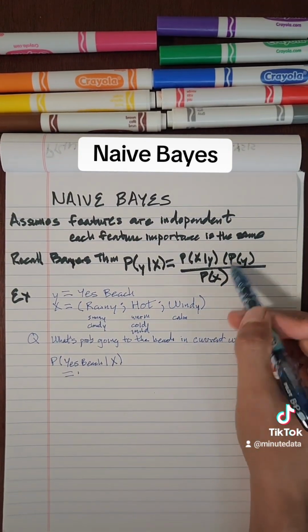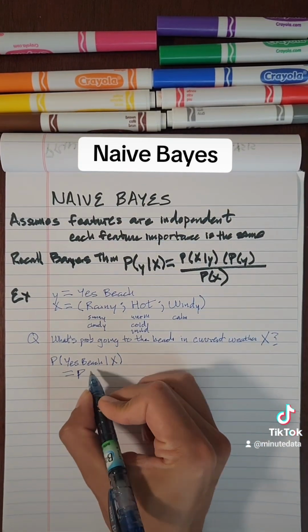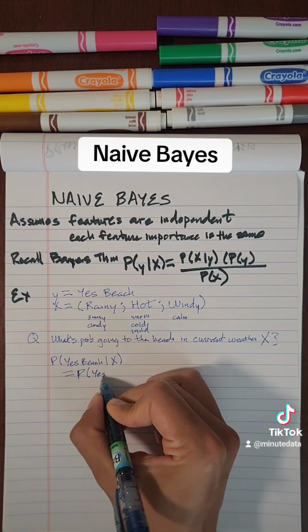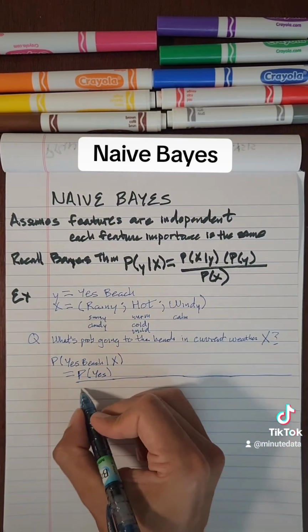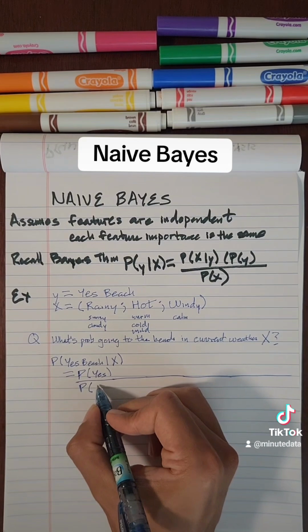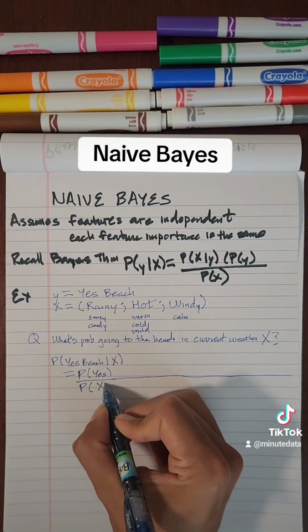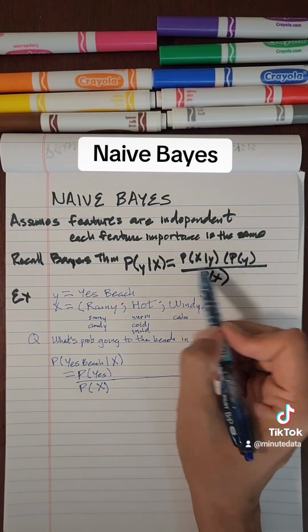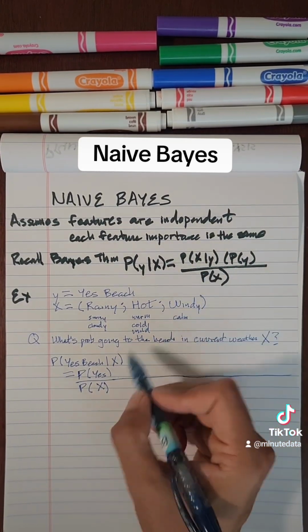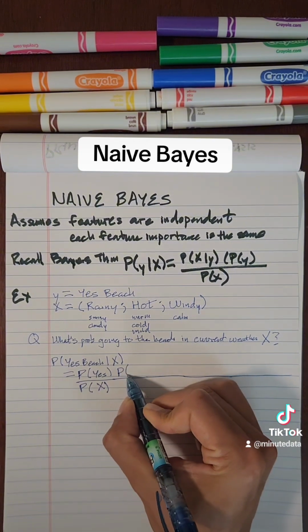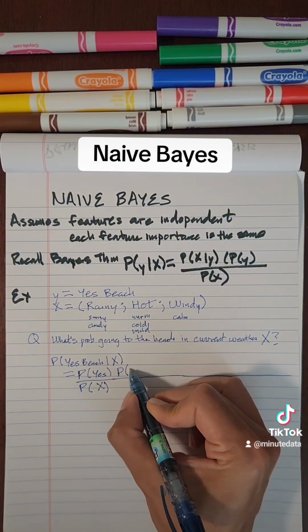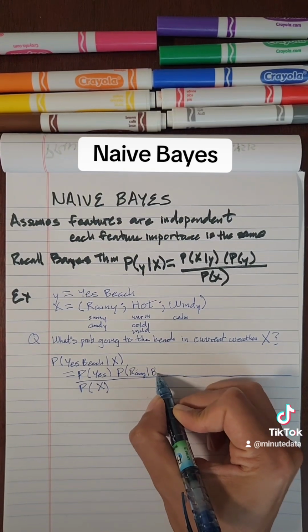Let's put the probability of y and the probability of x in the beginning first. So the probability of y is the probability of yes, divided by the probability of x. X is going to be all three of these. Now let's put in the more complicated part, which is the probability of x given y, and we have a whole series of x's. So this is going to be the probability that our first x, rainy, given that yes, you go to the beach.